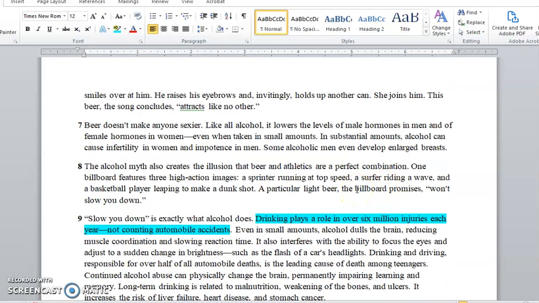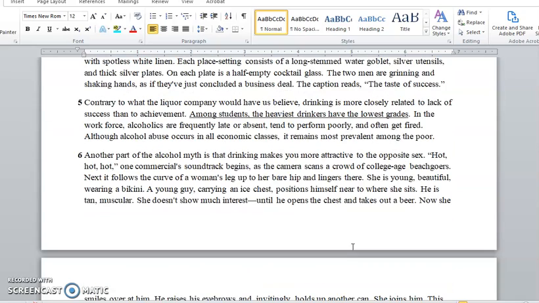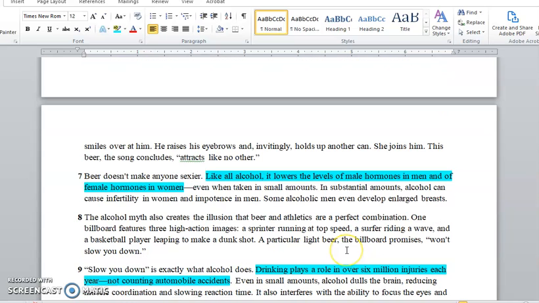And one other one right above here in paragraph 7: like all alcohol, it lowers the levels of male hormones in men and female hormones in women. Also, again, people like to ask, where exactly is that coming from? Who is it that made that study? Is it somebody reputable? How do we know for sure that that is something we can trust and believe?